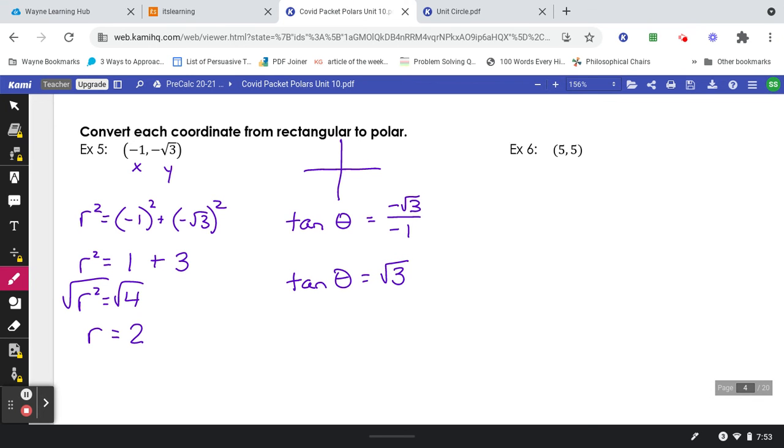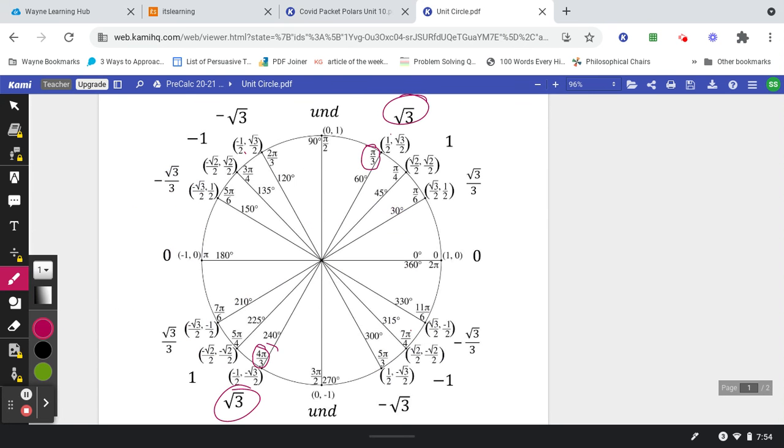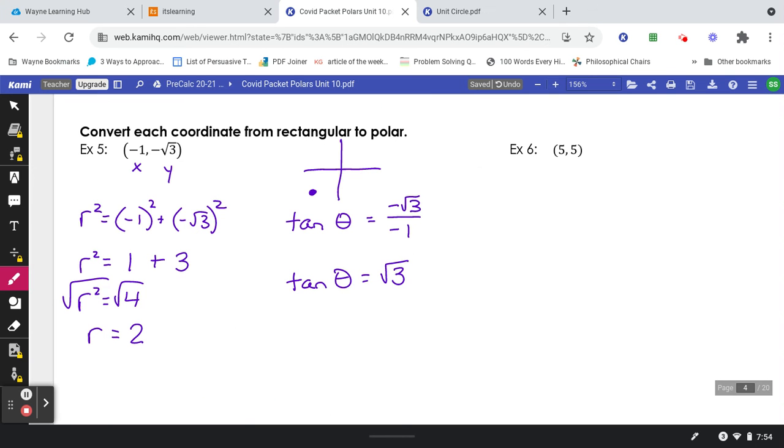So think about the point negative 1, negative radical 3. If I was going to plot that on an XY graph, which quadrant would it end up in? It doesn't have to be an exact number. You don't have to change anything to a decimal. You're just going to say, okay, if I'm going negative 1, it's to the left. And if I'm going negative radical 3, it's down. So a negative and a negative would put you in quadrant 3, which means your answer then has to come from down here. So our answer is going to be 4 pi over 3.